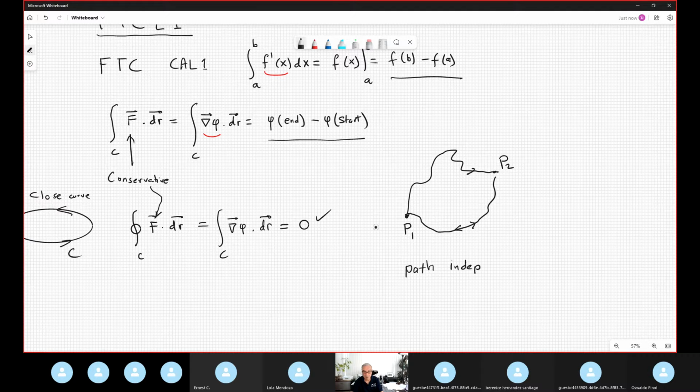What does that mean? I don't care about the path. I only care about the starting point and the end point. Any trajectory, the value is the same. Unbelievable, but it's true. Okay? So I propose you do 2 problems of the fundamental theorem of calculus for line integrals, one in 2D and one in 3D. Do you understand the theoretical idea or no?